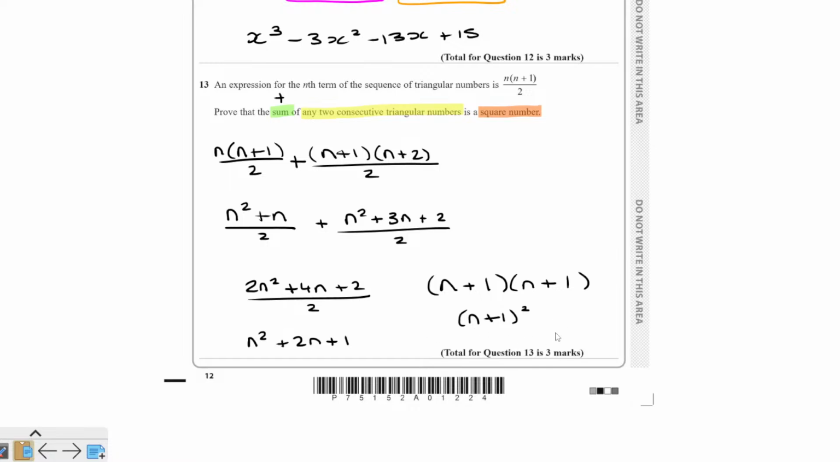That would be your answer. I mean, you don't need to write anything else than that. That's just proven itself. This does represent a square number, doesn't it?